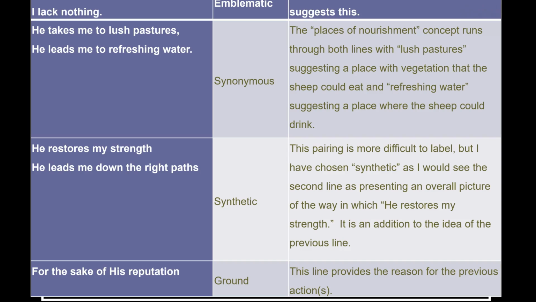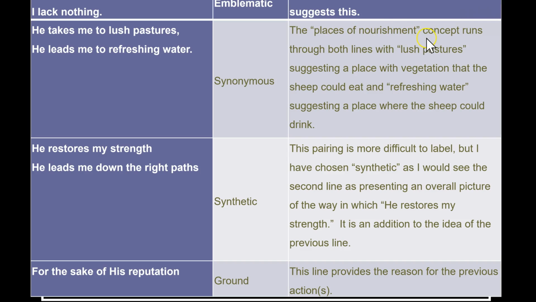Well, okay, so just off of your screen that you can't see, it says, "The Lord is my shepherd, I lack nothing." That's verse 1. That is emblematic parallelism. The use of metaphor in the first line suggests it. So the Lord is my shepherd, I lack nothing. Emblematic parallelism. As we go on, he takes me to lush pastures. He leads me to refreshing water. Well, that is synonymous parallelism. We talked about it in the last lecture.